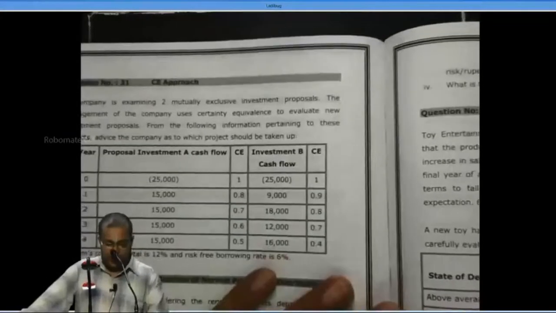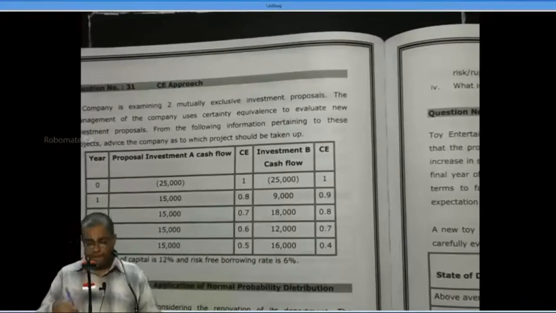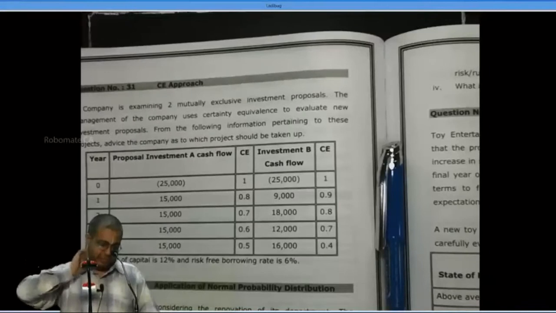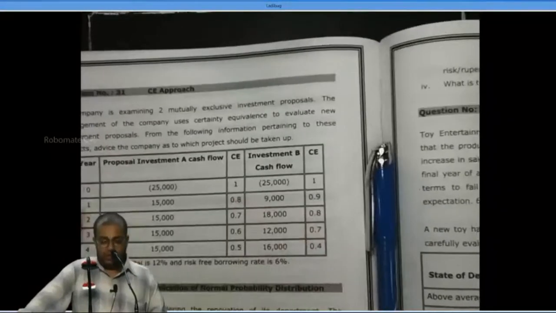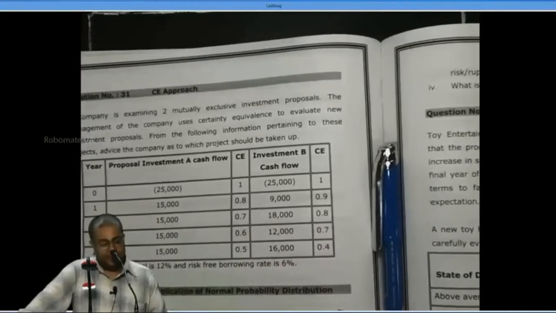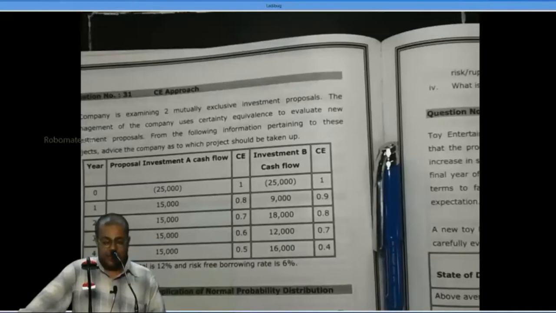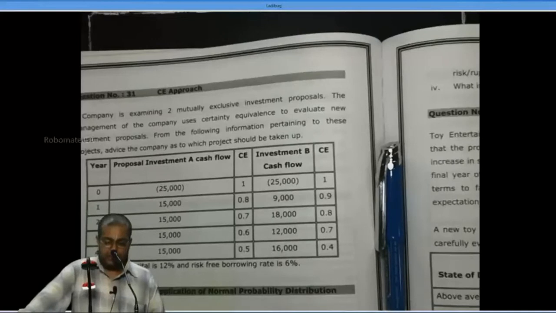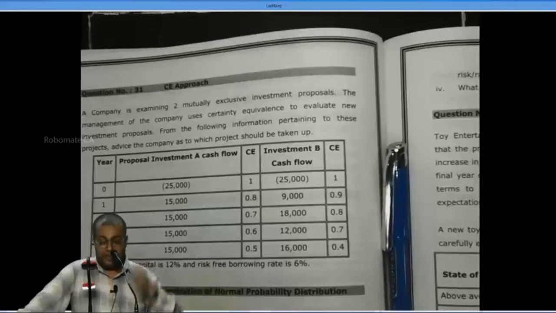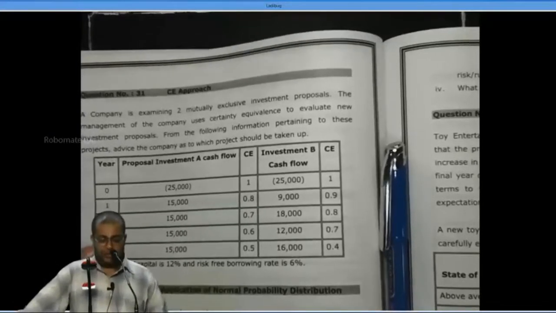Question number 31. A company is examining 2 mutually exclusive investment proposals. The management of the company uses certainty equivalence to evaluate the investment proposal. From the following information pertaining to these projects, advise the company as to which project should be taken up. Year 0, investment is 25,000. Years 1, 2, 3 and 4, the cash flows are given.